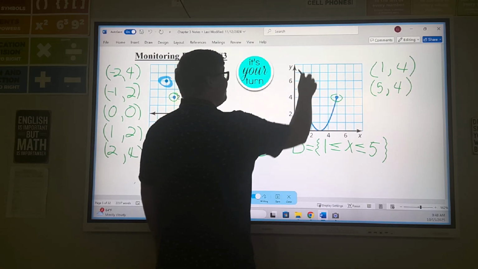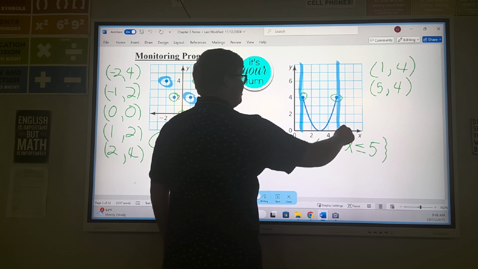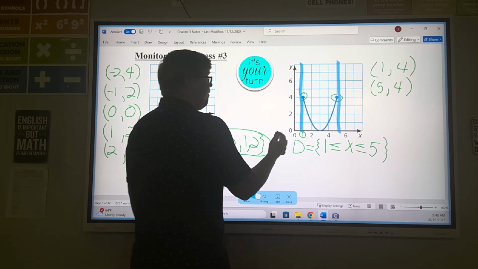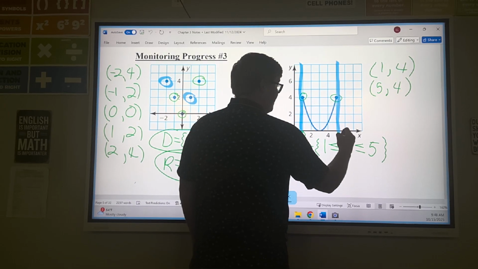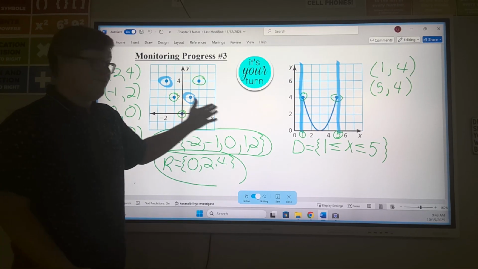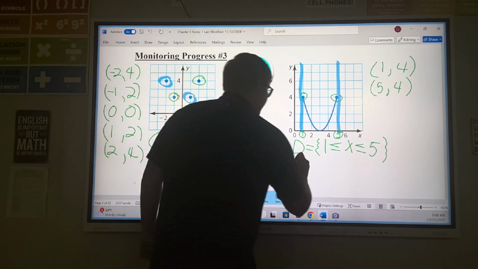Remember, our domain runs from left to right. We're always looking, how far left does it go? It starts at 1. How far right does it go? It ends at 5. It's as simple as that. The domain is as far left and as far right as we can make it. Now we look at our range.